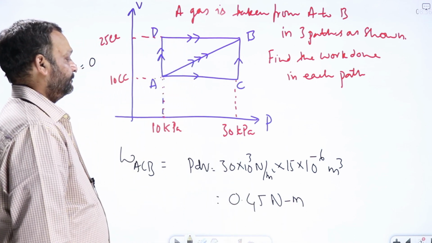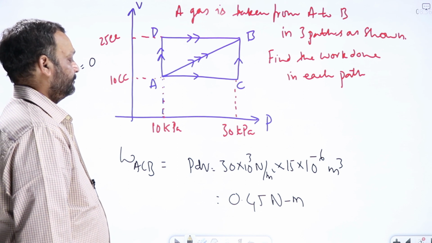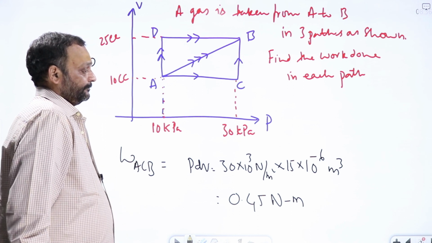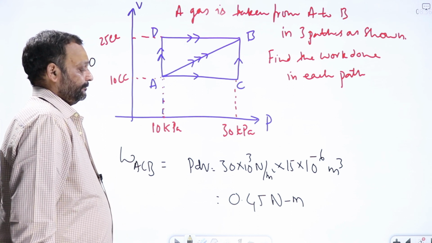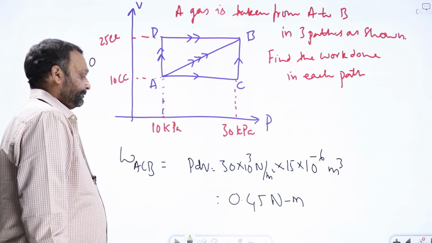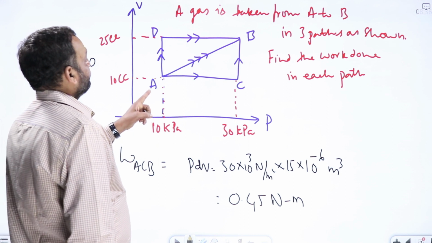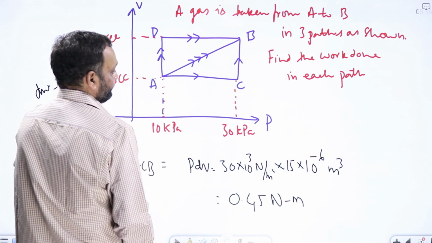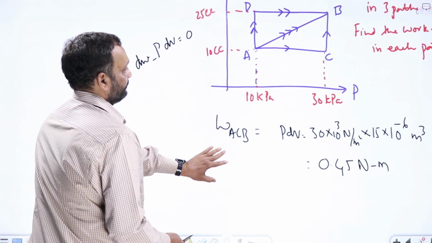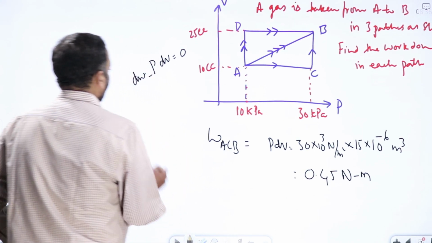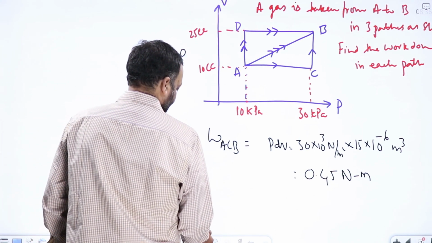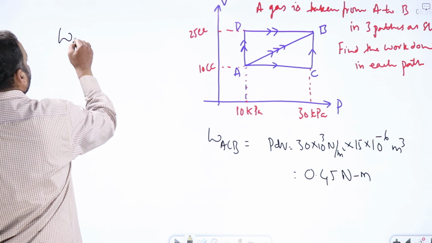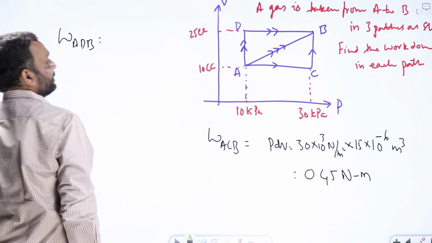So this is WACB. Next, what is WADB? WADB is nothing but... WADB. Now we see what are the steps involved.